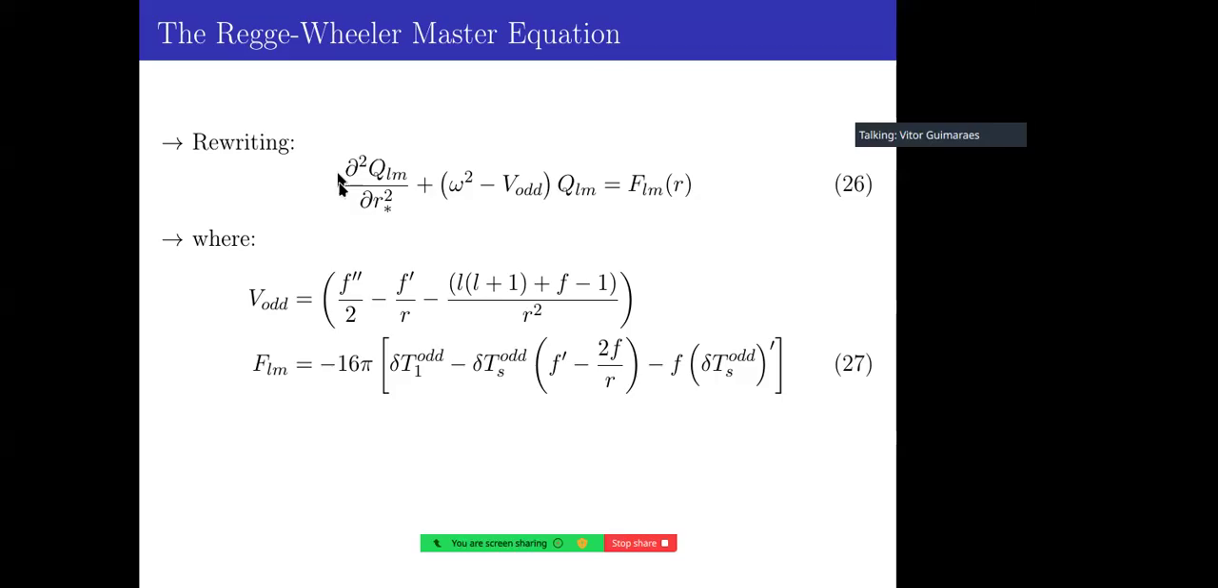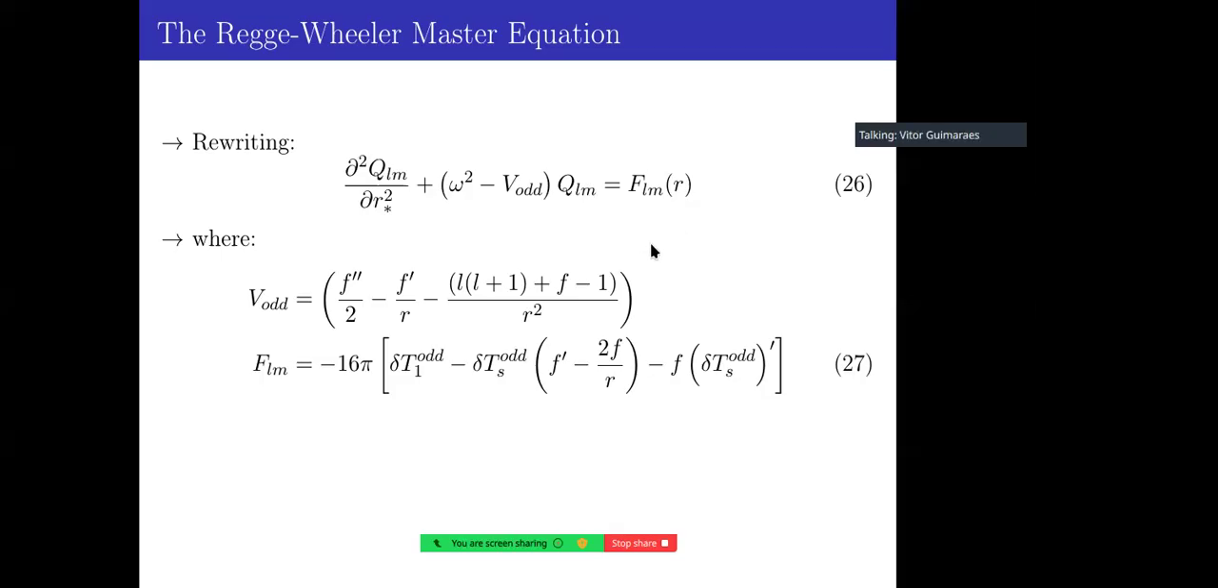The second derivative, I'm sorry, in fact, this would not be the full equation. It would be the second derivative of Q with respect to R star plus omega squared times Q. And by solving this, we would have a solution very much analogous to that we obtained in flat spacetime. This is the wave equation, which you can see as an oscillator, a damped oscillator.